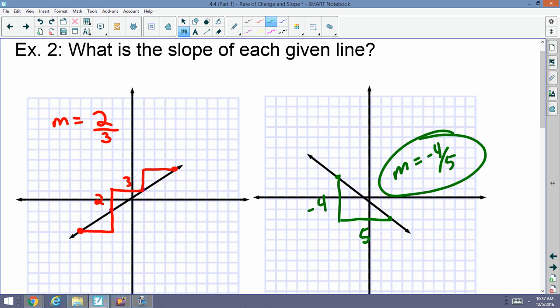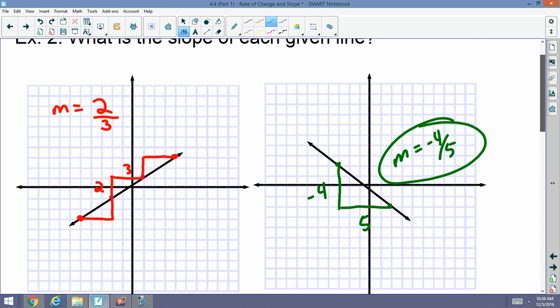So if they give you a line, literally find 2 perfect points from left to right. How did I go from my furthest left point to my next point to the right of it? Did I go up and over? Did I go down or over? That's my slope. Talk to me, kid. You got it? Has everyone else got it?